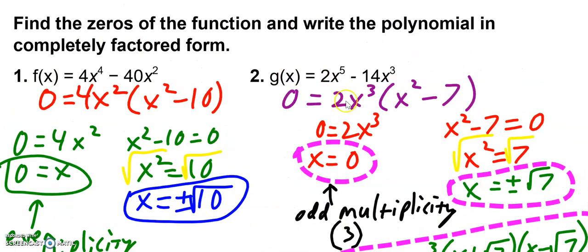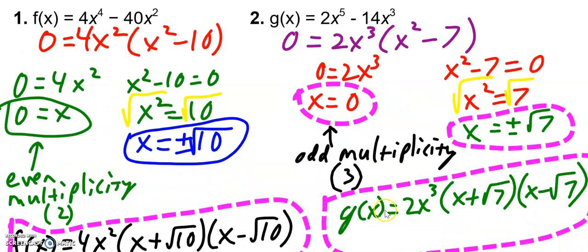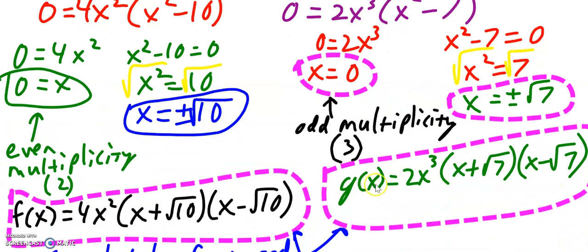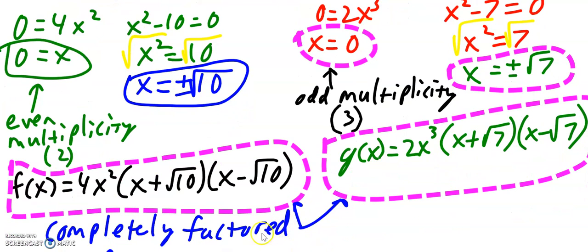Similar thing over here, set it equal to 0, take out a GCF, 2x to the third, I'm left with x squared minus 7, set each factor equal to 0. Here I get x equals 0 again. This one has an odd multiplicity because of the 3 exponent, so it has a multiplicity of 3. And here I get x equals plus or minus root 7. So my completely factored form is g of x equals 2x to the third times x plus root 7 times x minus root 7.